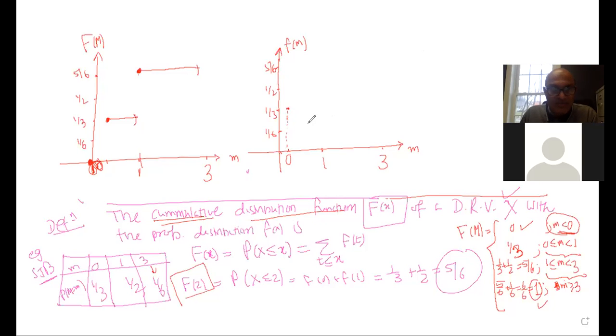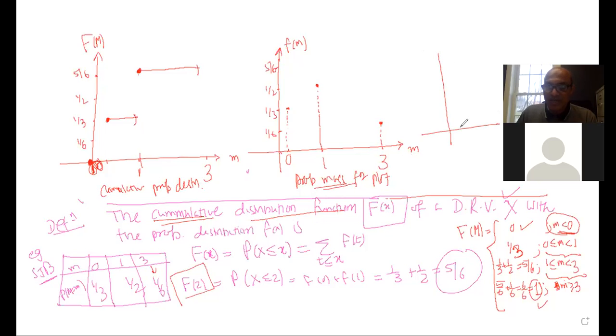This is the number. Then after, for 1, I have 1/2. So 1/2 is somewhere over here. So I would like to plot the dotted line like this. And for 3, I have 1/6. So that is the line. So I would like to plot like this. So this is the probability mass function plot. This is the cumulative probability distribution, right?